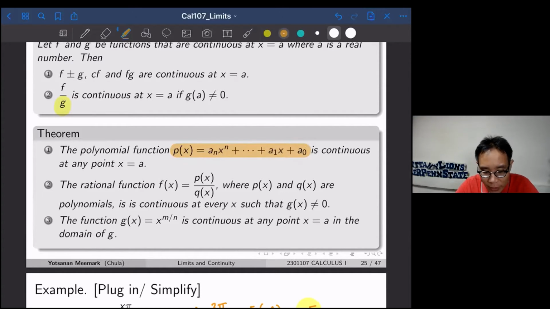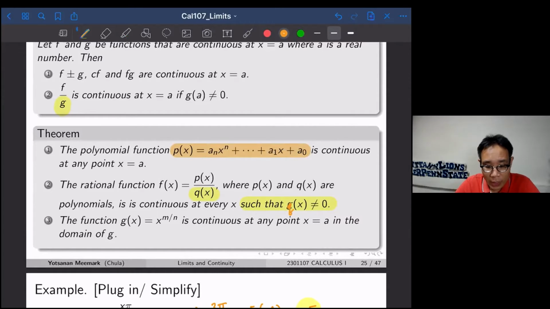And for the rational function, as in the problem that I mentioned earlier, you have the quotient between two polynomials. So you have p(x) over q(x) where p and q are polynomials. In this case, you have to be aware that it's going to be continuous at every x such that the bottom is not equal to 0. So this is going to be q, not g, so q(x) not equal to 0.